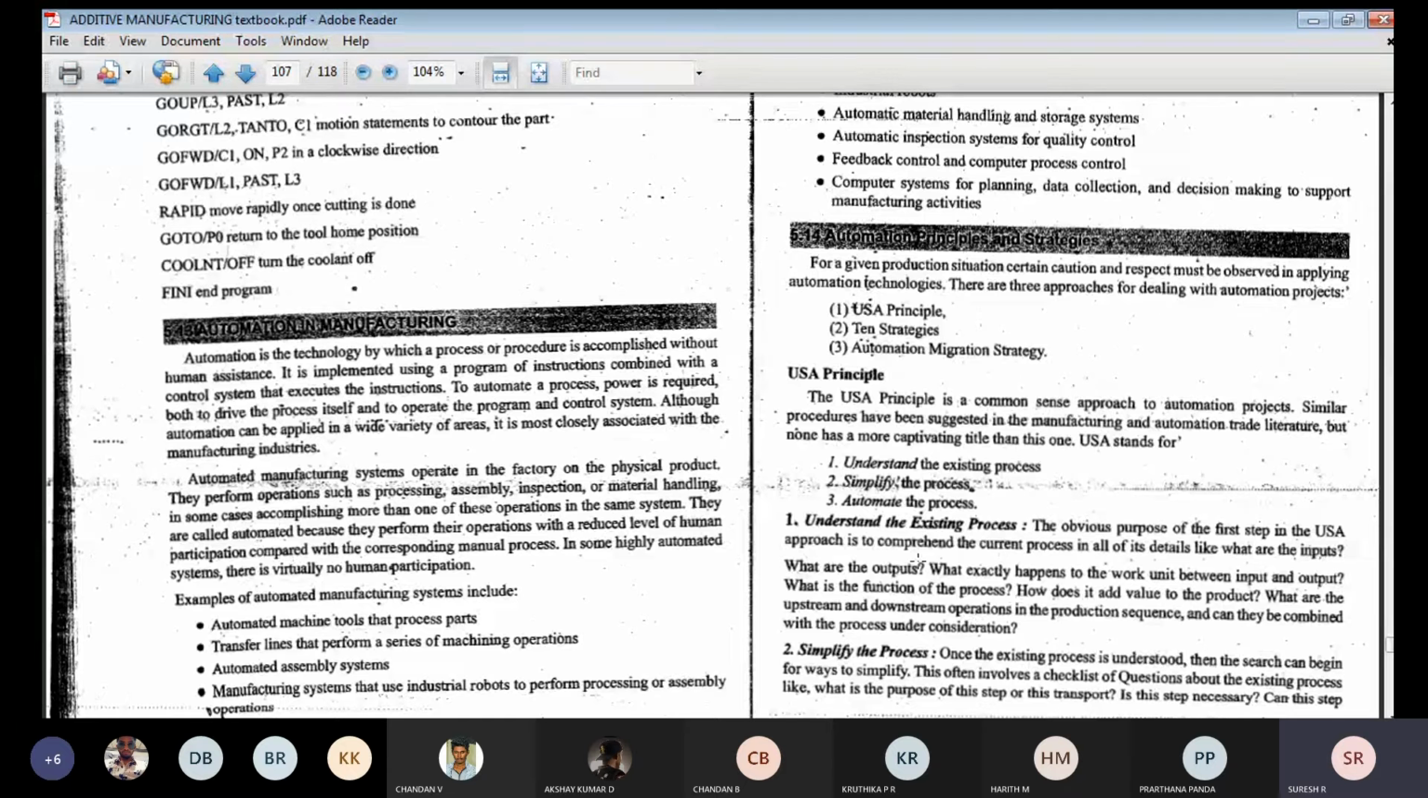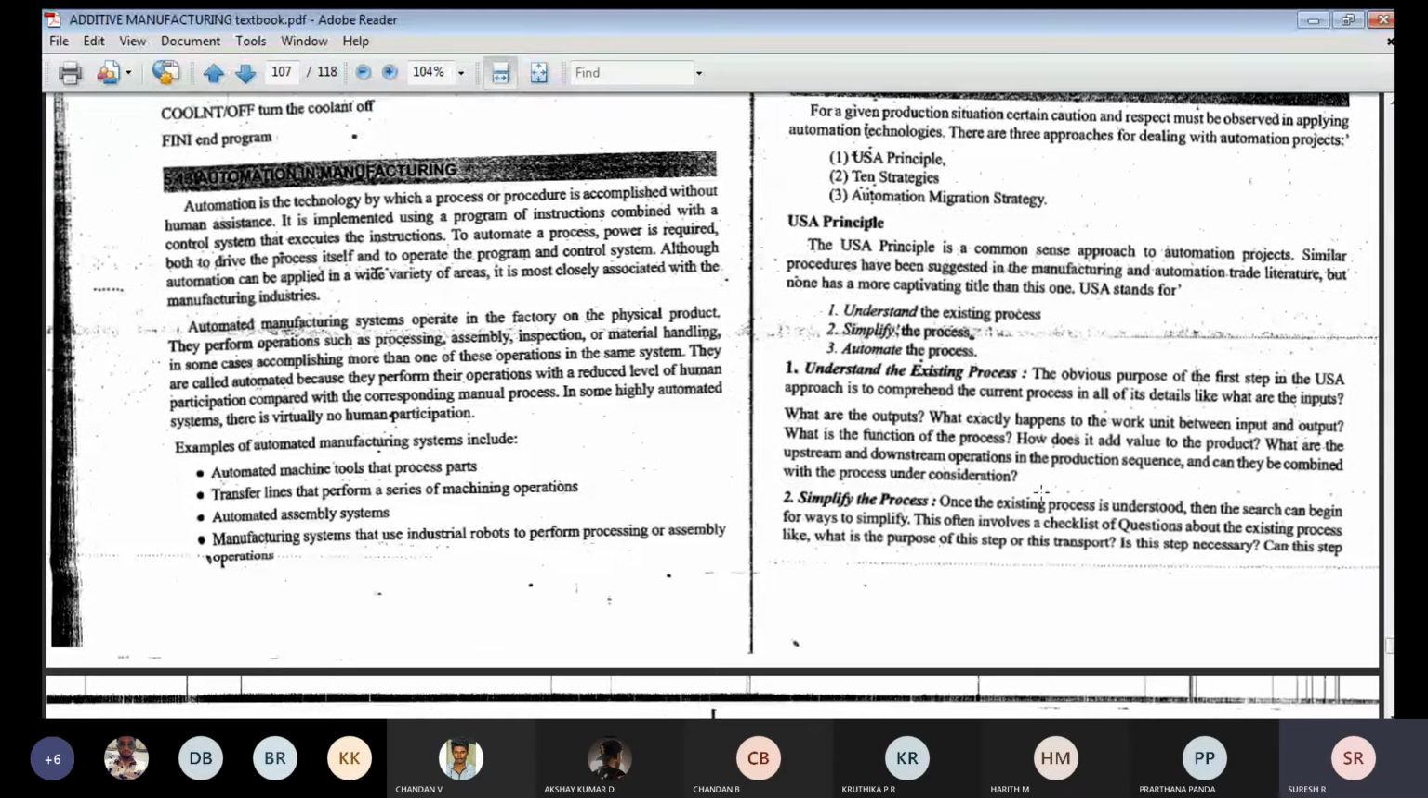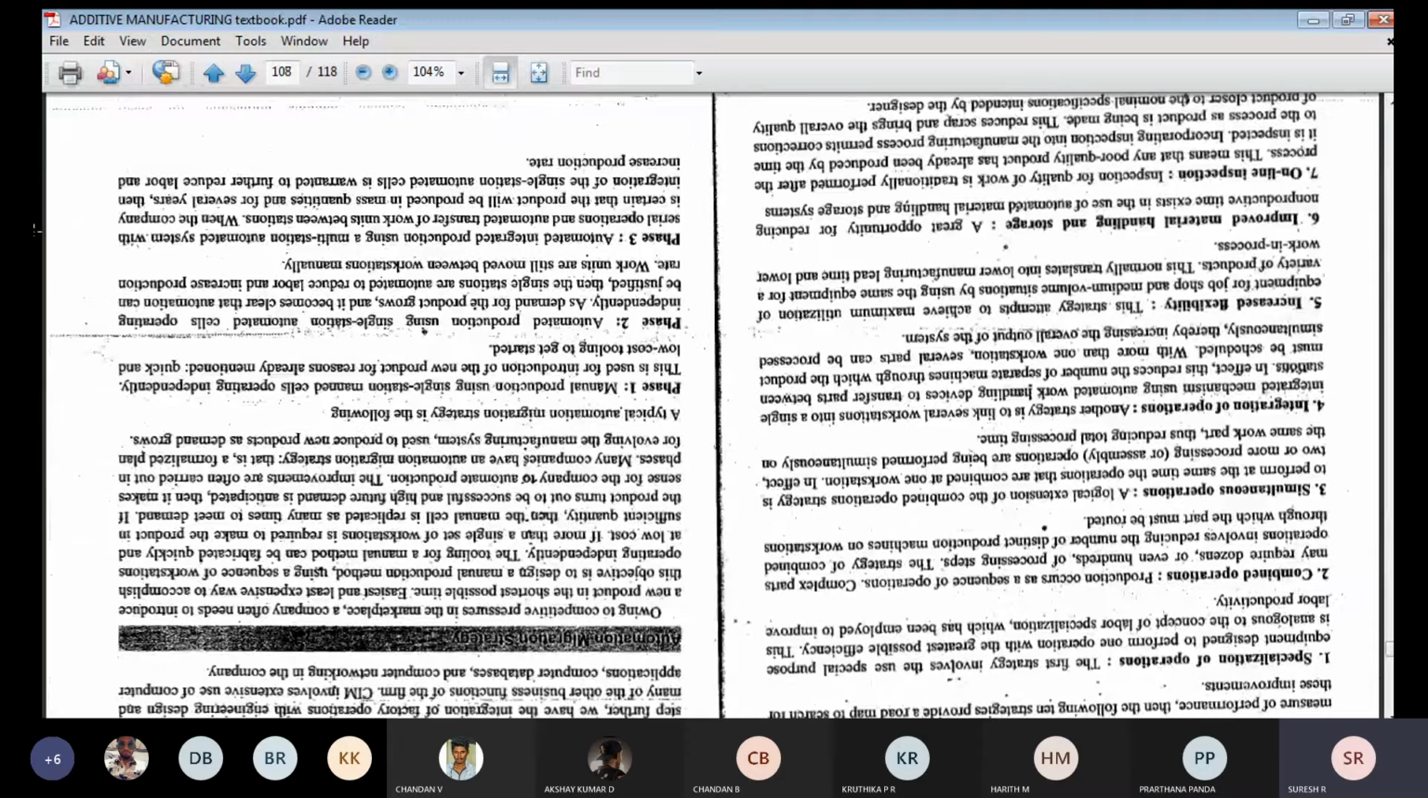So this is about the USA principle. Why is it called the USA principle? It was suggested in the USA itself. In the United States this was done, it started from there, and that is how they gave the name. So this is about the three important steps of the USA principle.